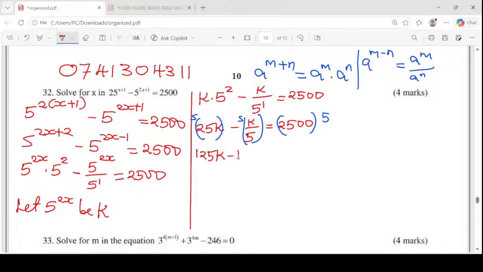125k minus k is equals to, not 625, this should be 125 times 2500, which is 12,500. 125k minus k becomes 124k, which is equals to 12,500. Therefore, the value of k will be, when I take 12,500, I divide by 124.